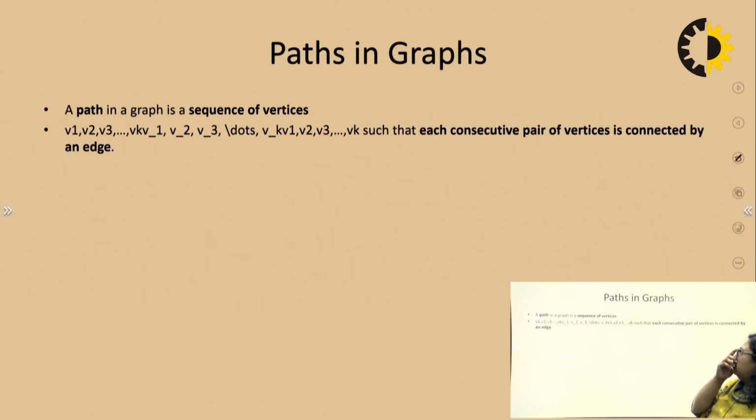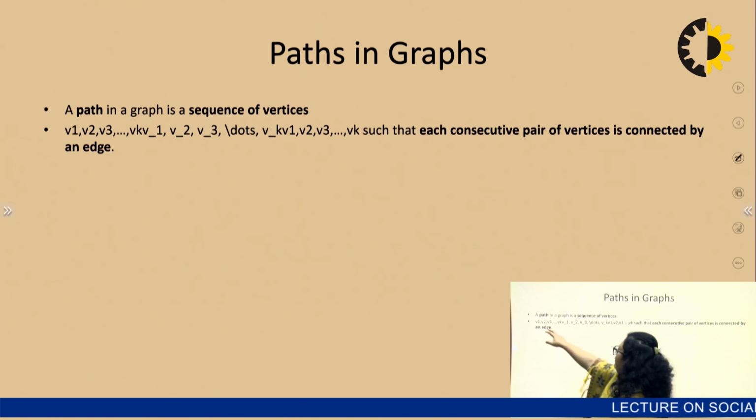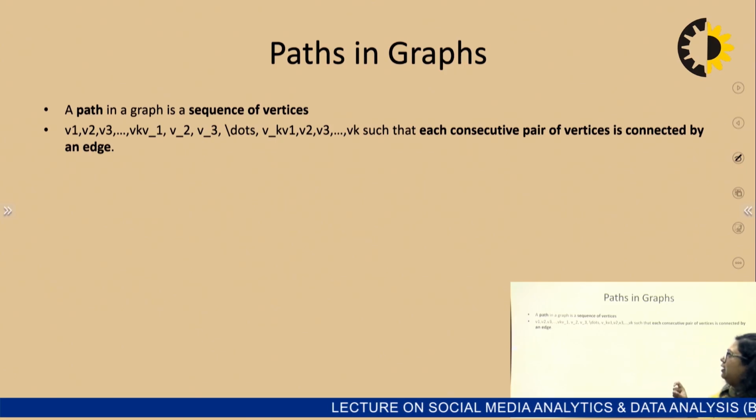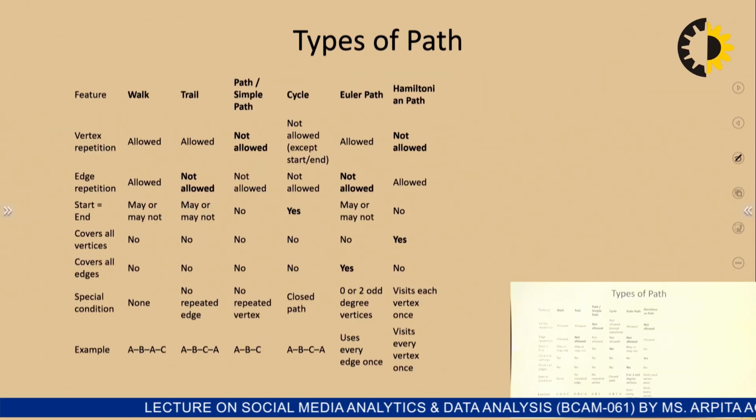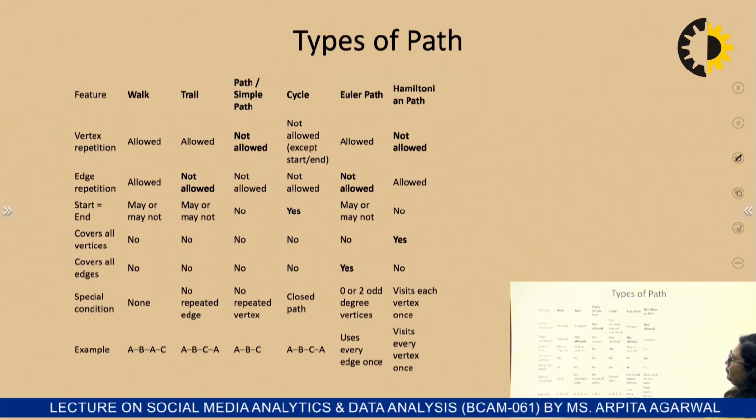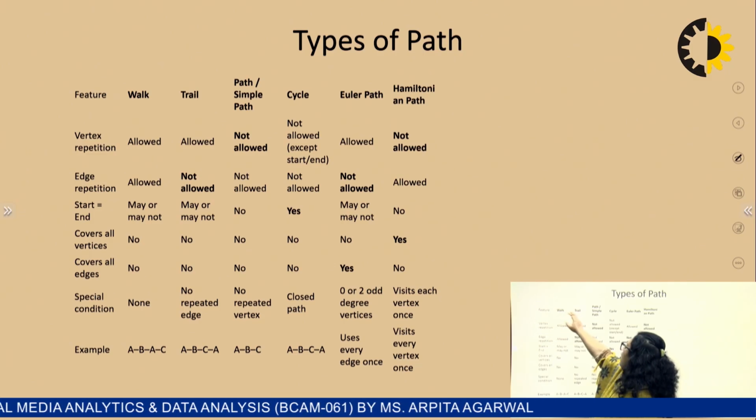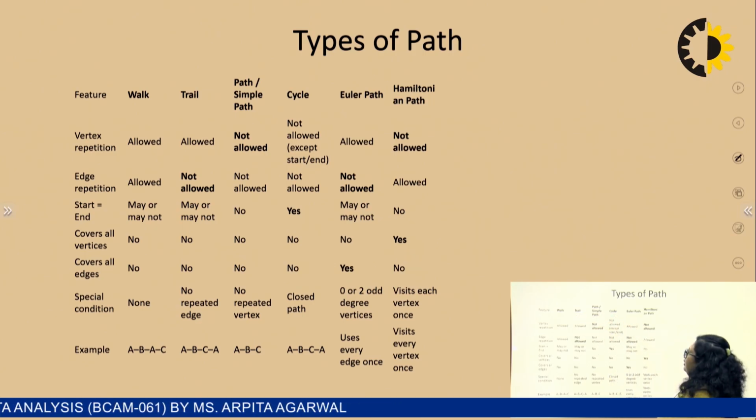Paths in a graph. A path in a graph is a sequence of vertices. A sequence of vertices represents a path in the graph. So what is a path? V1, V2, V3 up to Vk, up to Vn. It is represented as the path of the graph, meaning a sequence of vertices in a graph. So, types of path. This is a summary for types of path. Different types of path are walk, trail, simple path, cycle, Euler path and Hamiltonian path.